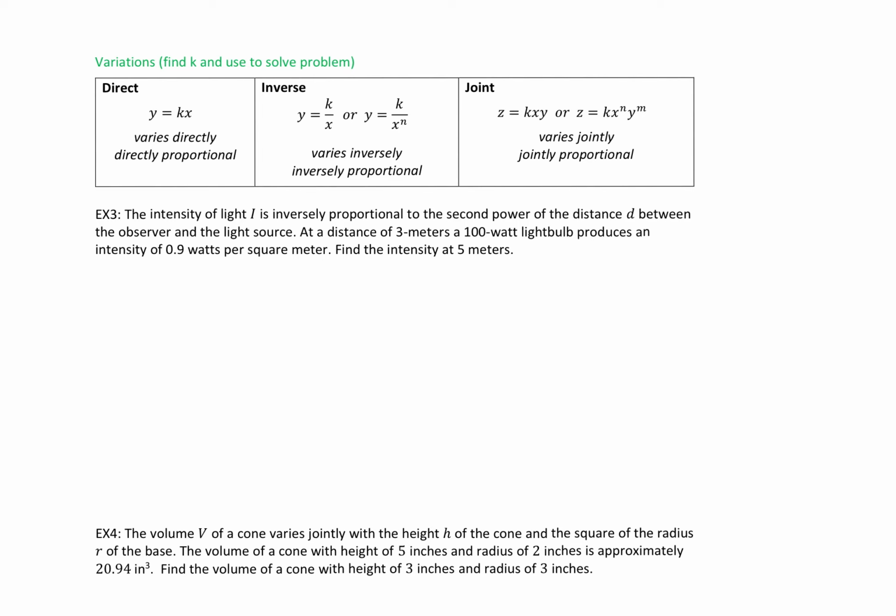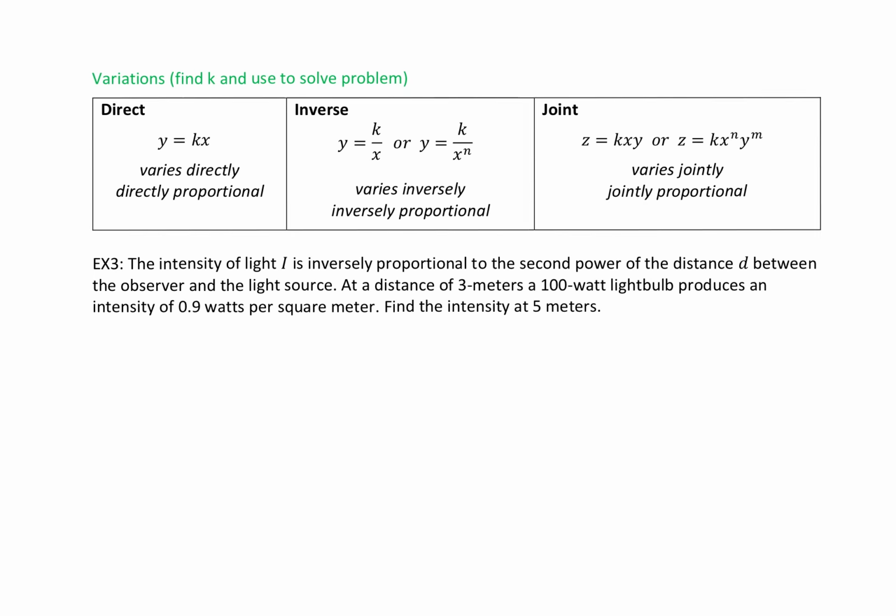In particular, what we're going to do is go back to our variations. I don't know if you recall the direct variations. That was in section 1.6. The idea here is that when we're working with variation, solve for the constant k and then use that k value to solve your problem. So recall our direct variation, that would be y equal to kx.